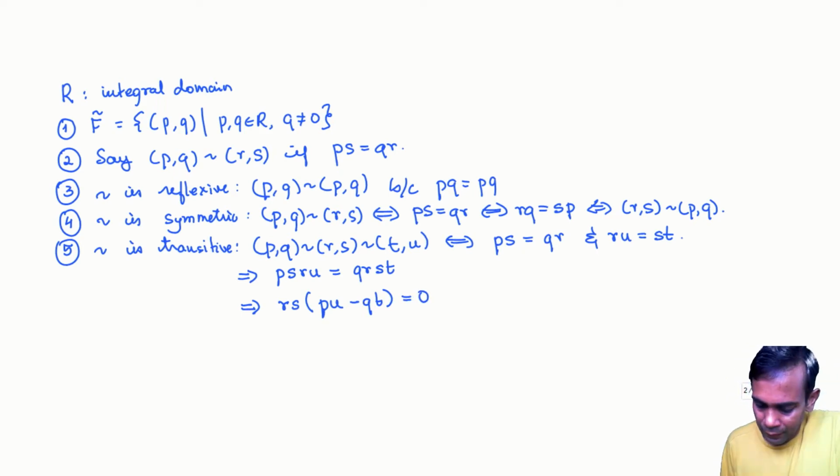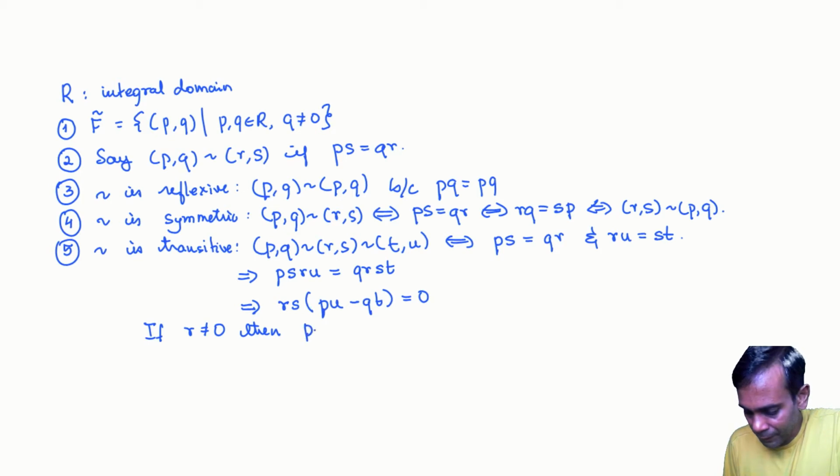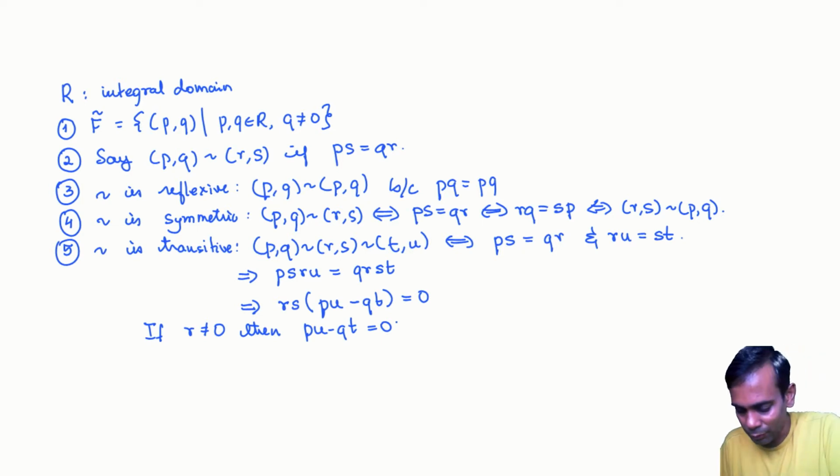Okay, now s we already know is not 0. So if r is not 0, then rs is also not 0 because we are in an integral domain. So that means pu minus qt is 0, because again we are in an integral domain, which implies that (p, q) is equivalent to (t, u).